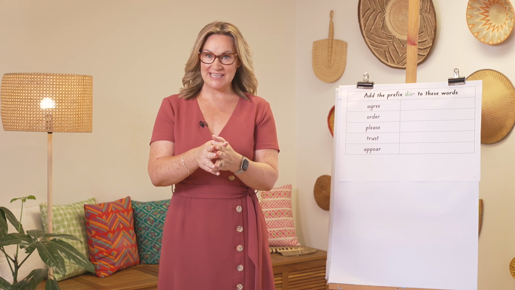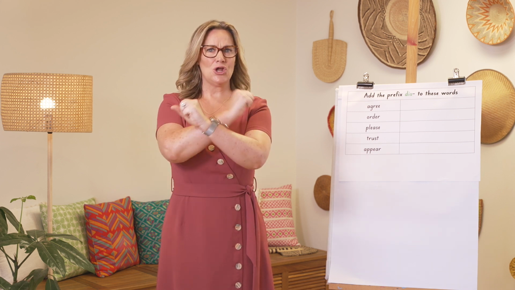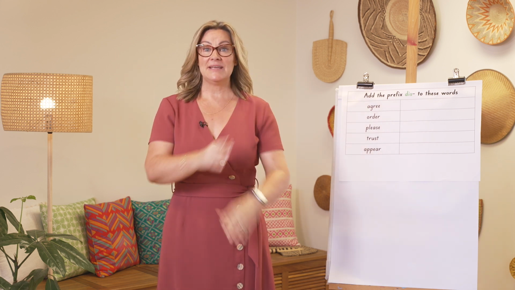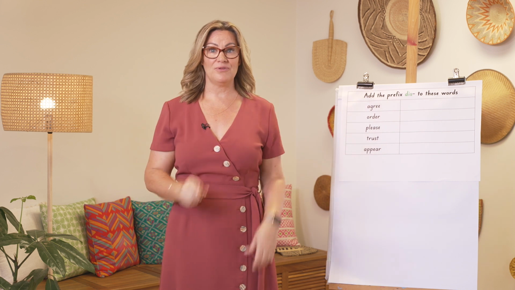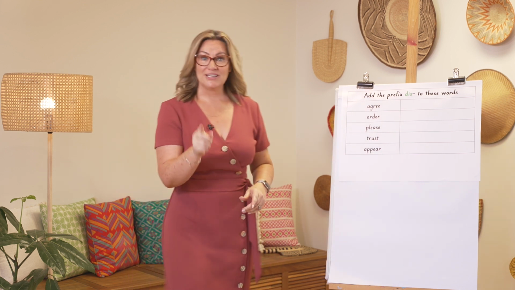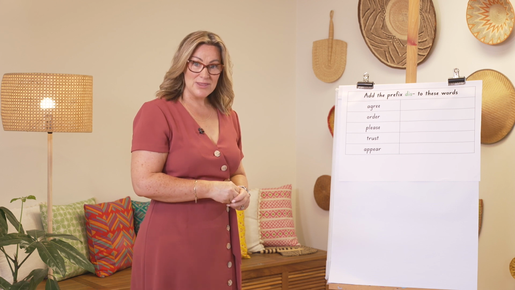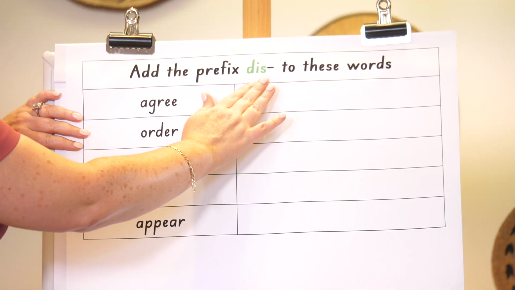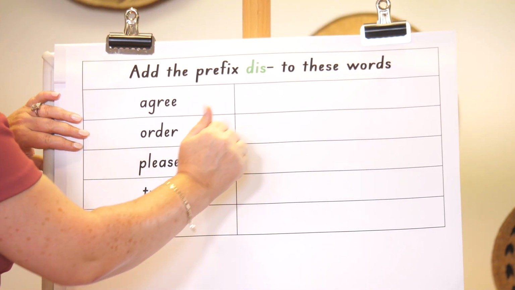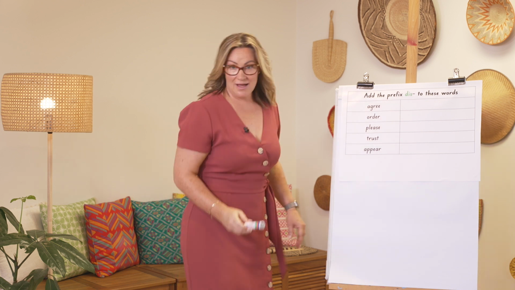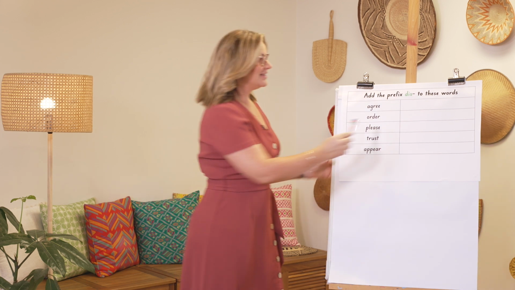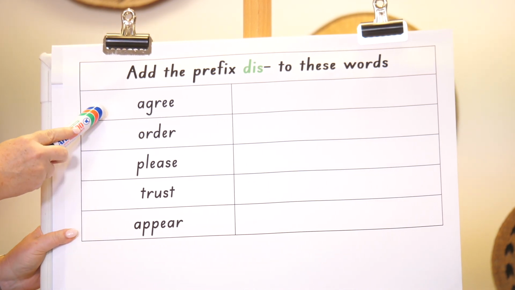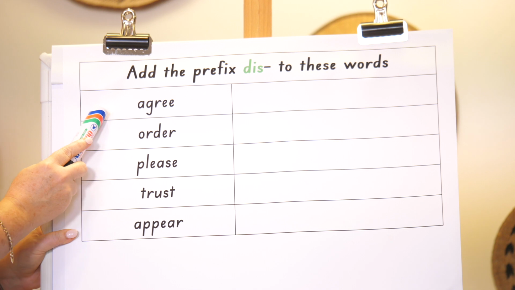Words to write activity. Dis means, say it with me, dis means not, apart, absence of. Word building, time to write. Make sure you have something to write on, something to write with. Let's build these words. We need to add the prefix dis to these words. Say it in your mind, build the word, and then let's write it together.